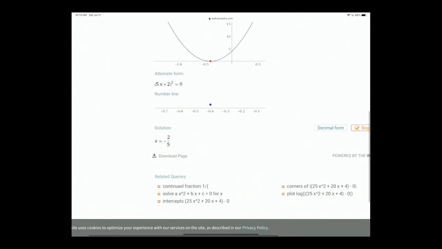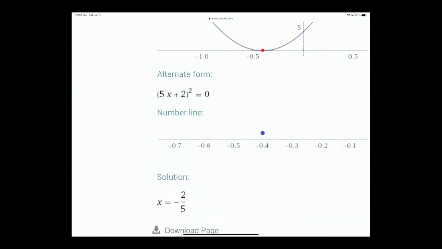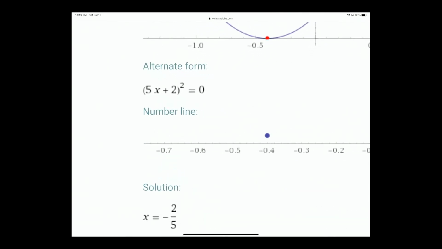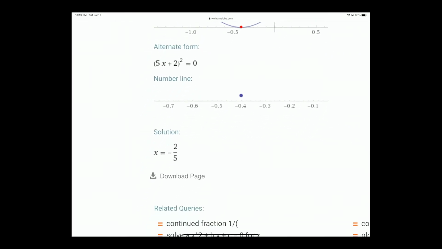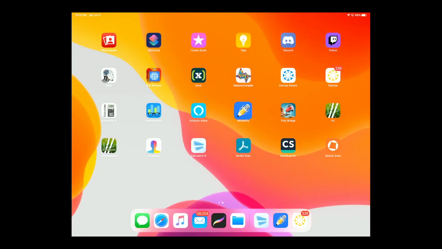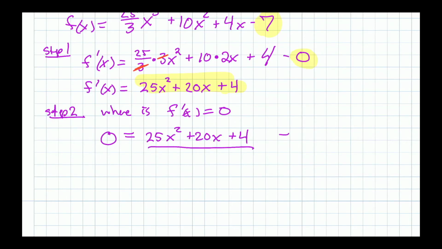Oh, actually, look at that. It's only got one solution. Interesting, right? So it's only got one solution, x equals negative 2/5. And it factors into 5x plus 2 squared. But x equals negative 2/5. Let's go back. So here I get x equals negative 2/5.